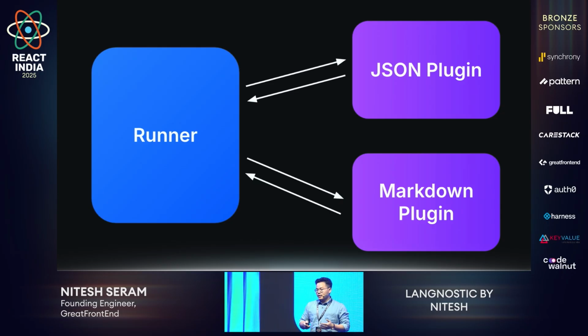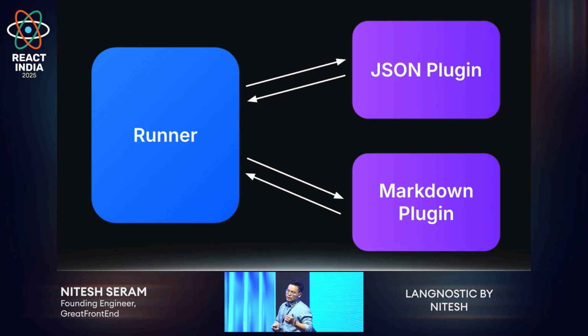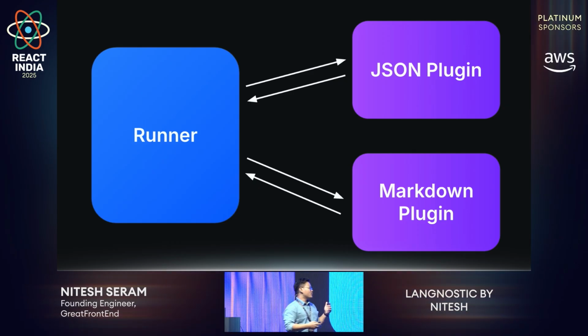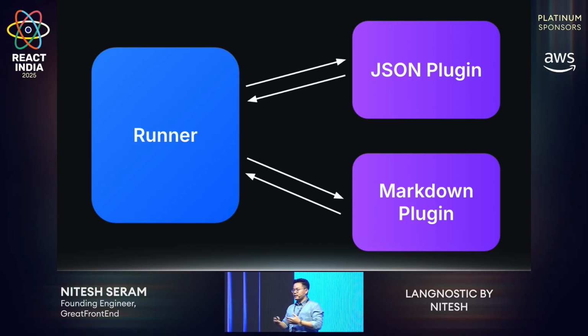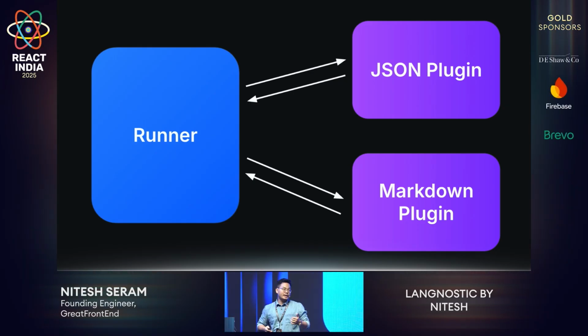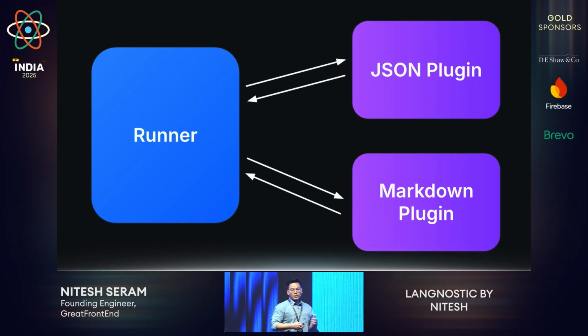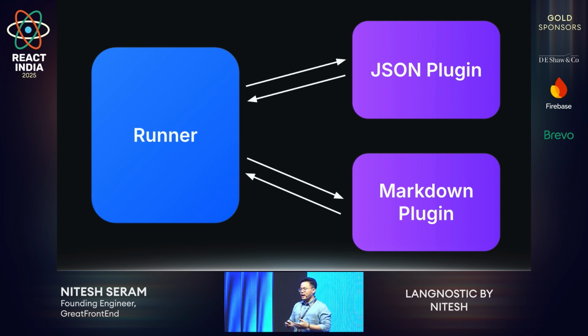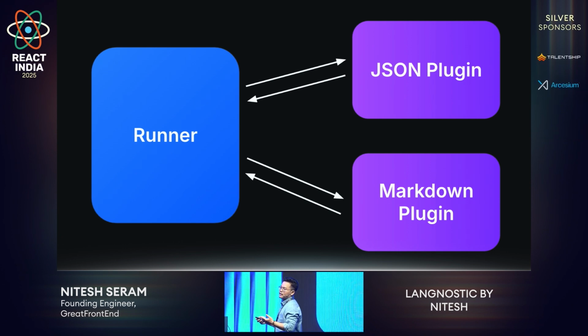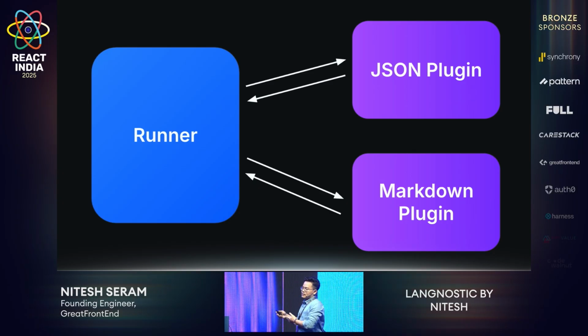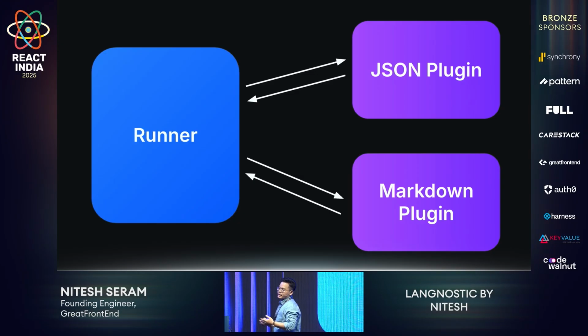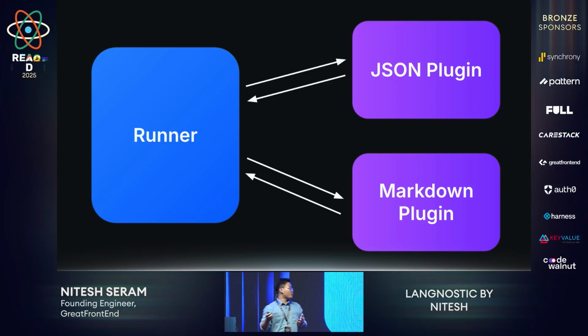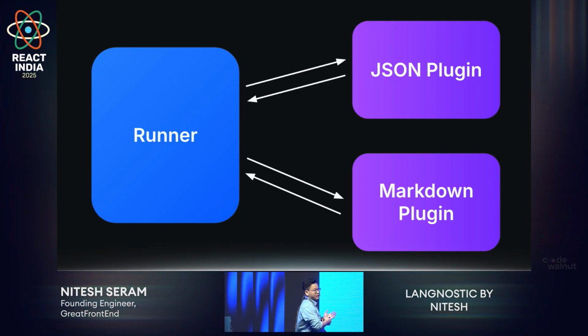So in the architecture that you see here, there is not only one plugin involved. There can be multiple plugins that come into play, right? Here, you see we have a JSON plugin which handles your JSON files, and then a Markdown plugin to handle your Markdown files. Now, if a user creates a custom plugin to handle their own specific file format, there can be another custom plugin that comes in here, right? And then all of those plugins will be communicating with the runner.